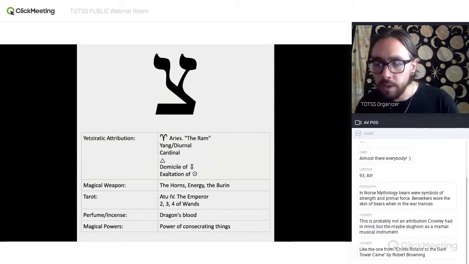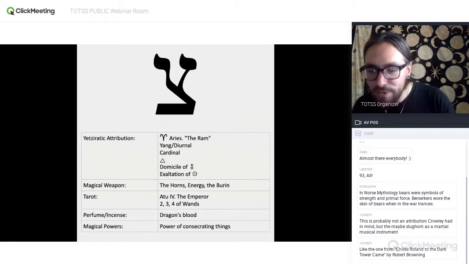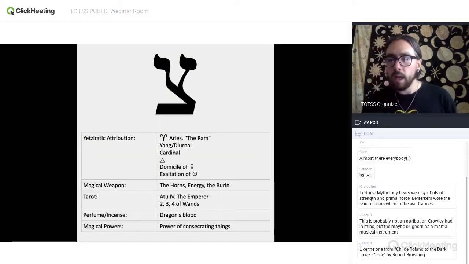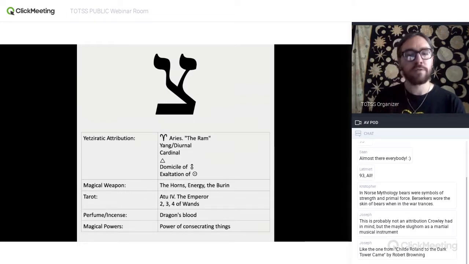It looks like we had a couple of comments here. I'm not sure when these came in, so sorry if these are to a previous slide. Let's see. Joseph says, this is probably not an attribution Crowley had in mind, but maybe the slug horn as a martial musical instrument, like the one from Childe Roland to the Dark Tower Came by Robert Browning. I'm not familiar with the slug horn as a musical instrument, and I haven't read that poem. I know it was important to Crowley, and he quotes bits and pieces of it, but I'm actually not familiar with it. So, I'll look that up. Thanks for that, Joseph.